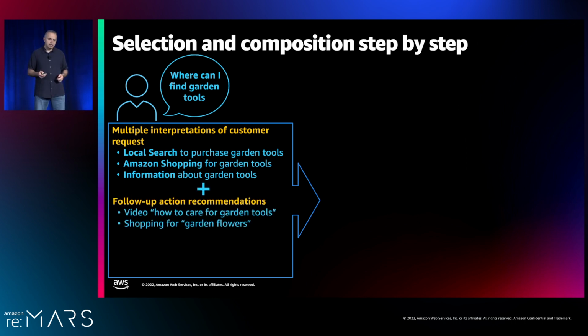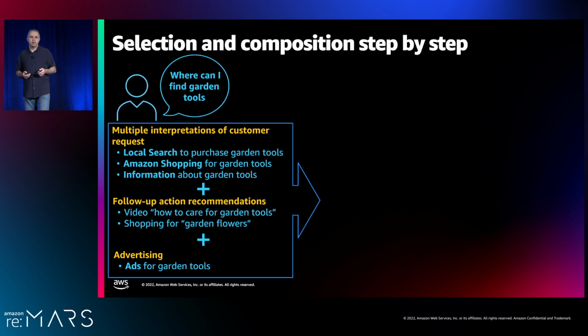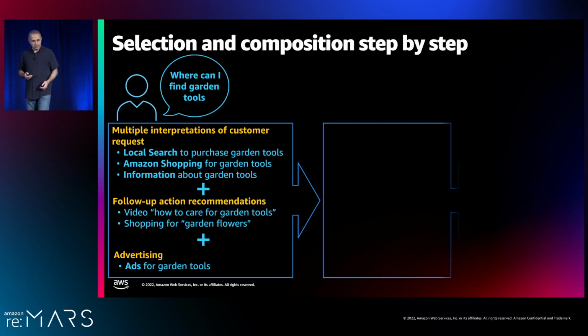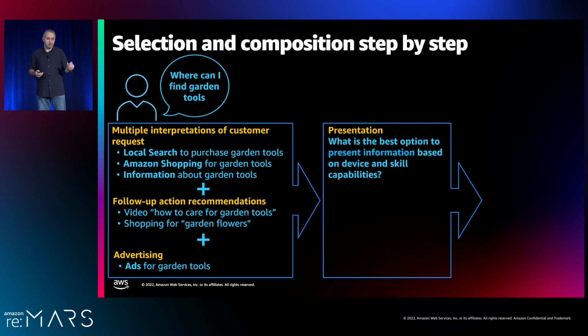And not only that, there may be follow-up actions that they may want, to learn about how to care for the garden tools, or how they want to shop for garden flowers. That's why they're looking for garden tools. Or there may be an advertisement opportunity as well for garden tools. So these are all the possibilities that the customer may want to know. And as I said, the results that we need to show the customer are a lot more than what we can show.